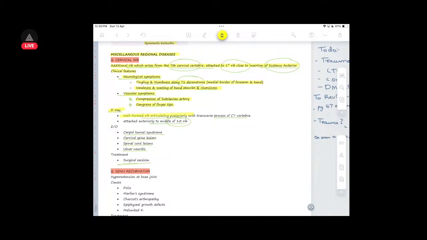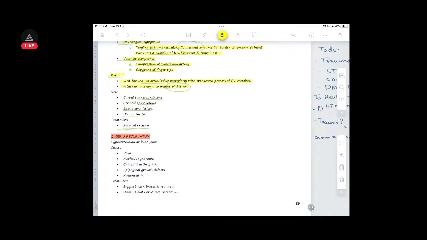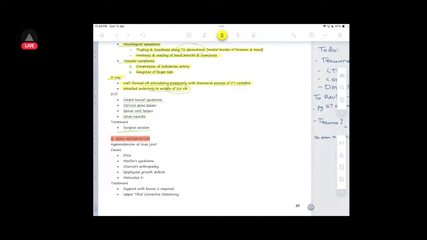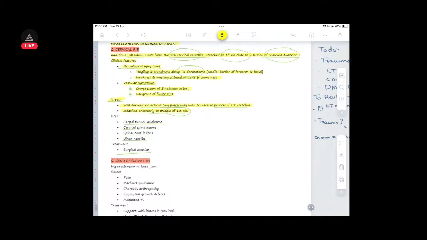On X-ray, you can see a well-formed rib articulating posteriorly with the transverse process of the C7 vertebra and attached anteriorly to the middle of the first rib. Vascular features are gangrene of the fingertips and compression of the subclavian artery.